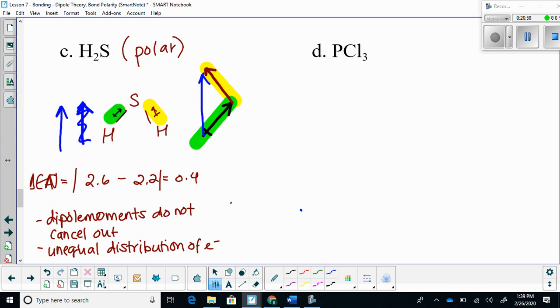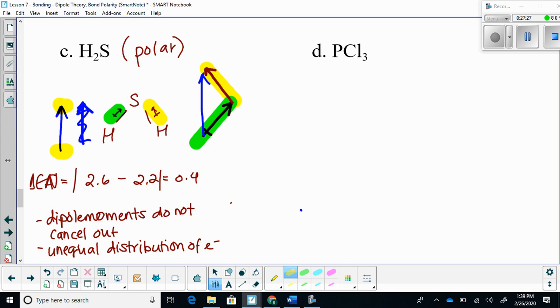Now, up here, we will have where the arrow is pointing on our net dipole. Wherever the arrow is pointing, that's where the electron density is higher. The tail part of this arrow is where there is less electron density. And this is how we form the poles on a polar molecule.